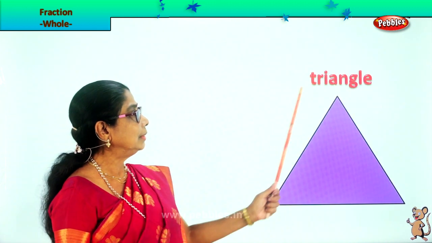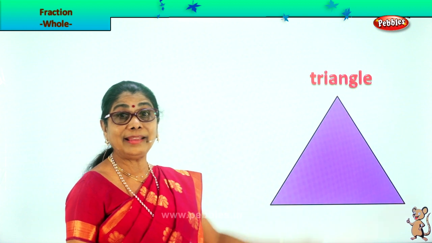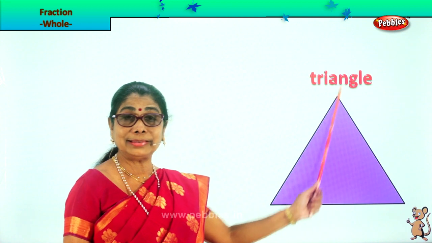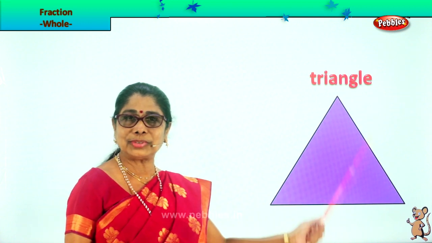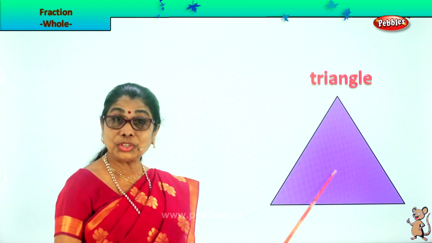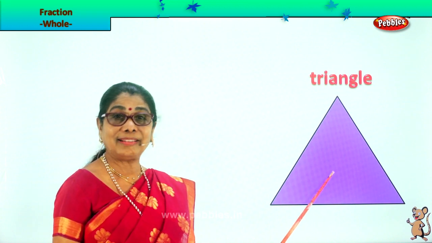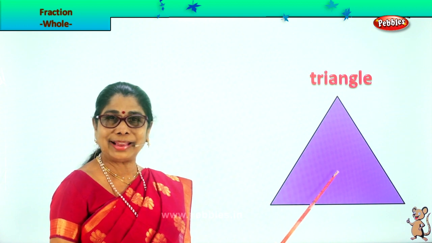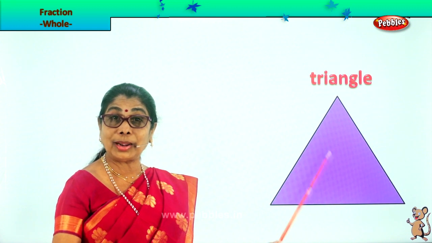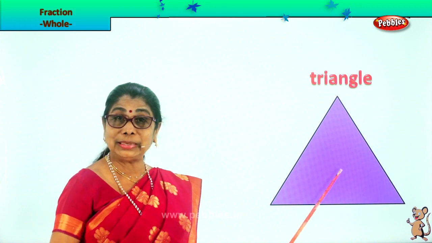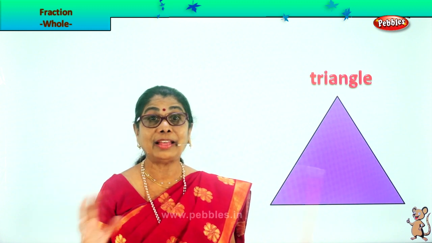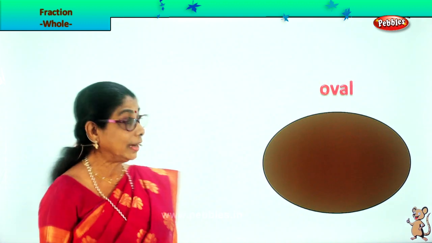Look at this shape. This is a triangle. One whole triangle is here. Yes, sometimes you see triangular tiles, triangular watches, triangle. One whole triangle this is. And in fraction we represent it 1/1. One whole. No piece is left out. Good. Let's take another shape and understand what is whole in fraction.